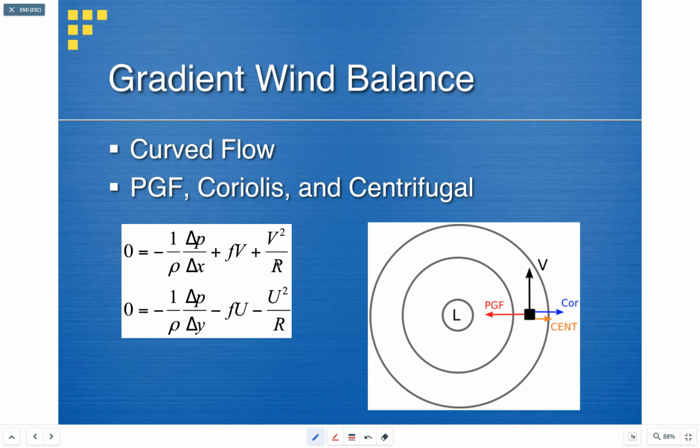As a part of the homework assignment, you're actually going to solve this v equation, because really what we see here is a quadratic equation. And then we can solve to get an estimate for what our gradient wind balance using centrifugal flow would be like.